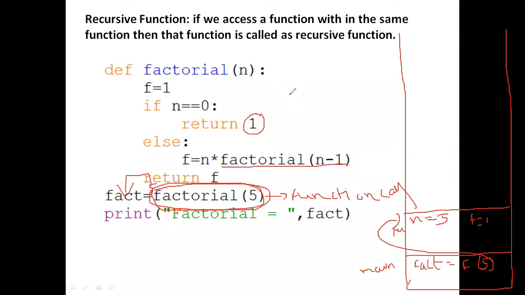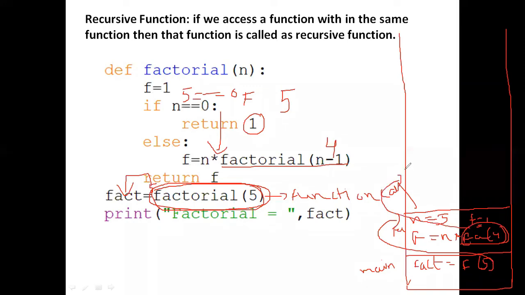What is the n value here? 5. If I don't return any solution, then I reduce the problem from 5 to 4. Here f equals 1 initially, and the condition is n equals 0. Is 5 equals 0? No, so this is false. We enter the else block, and f equals n into factorial of 4. We don't know the factorial of 4 here.